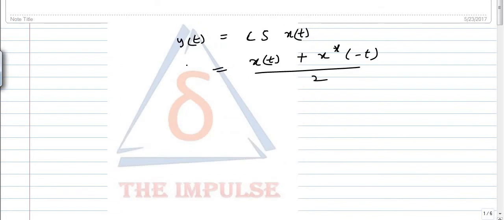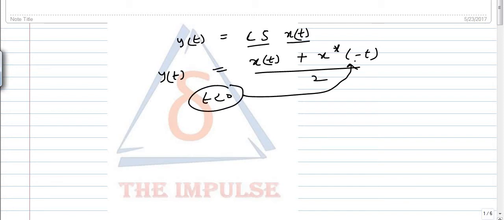Going to the next question, it is given here y(t) is the conjugate symmetrical part of x(t). So this function can be written like this: x(t) plus conjugate of x(minus t), divided by 2. Here we can see that if we take time t less than 0, then this function will depend upon the future value. So this output depends upon the future value of input. So this system is called a non-causal system.